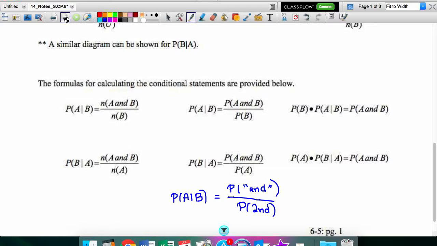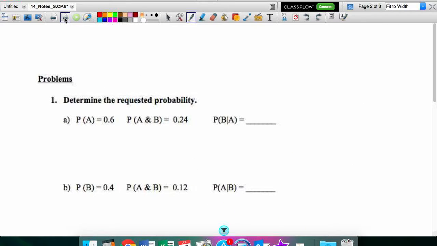Now we're going to apply it to various problems. We want to find the requested probability for each problem. In part A, we have the probability of A and we have the probability of A and B. We want the probability of B given A. Since I want a conditional probability, the first thing I'm going to do is write my conditional probability formula. So the probability of B given A.